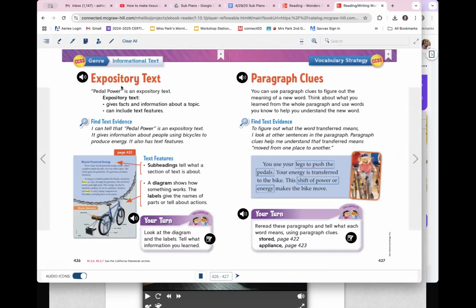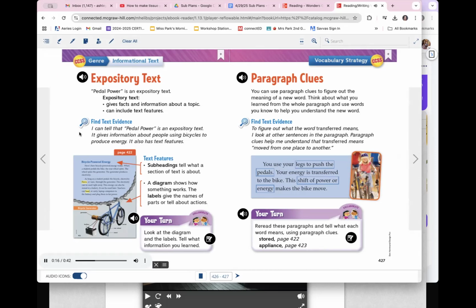All right, we have genre, vocabulary strategy, and then one more page. Expository text. Pedal Power is an expository text. Expository text gives facts and information about a topic, and can include text features.